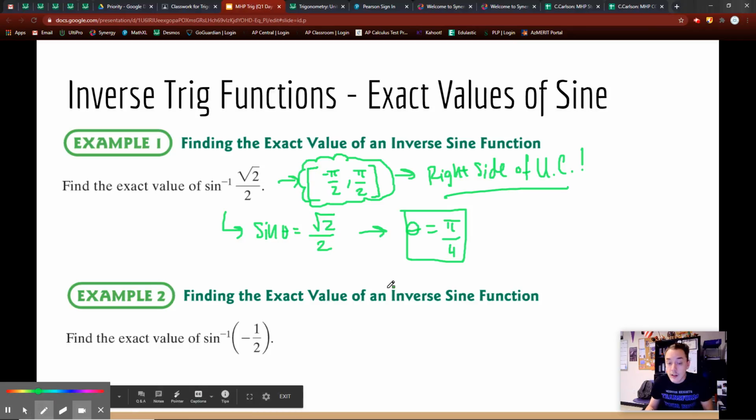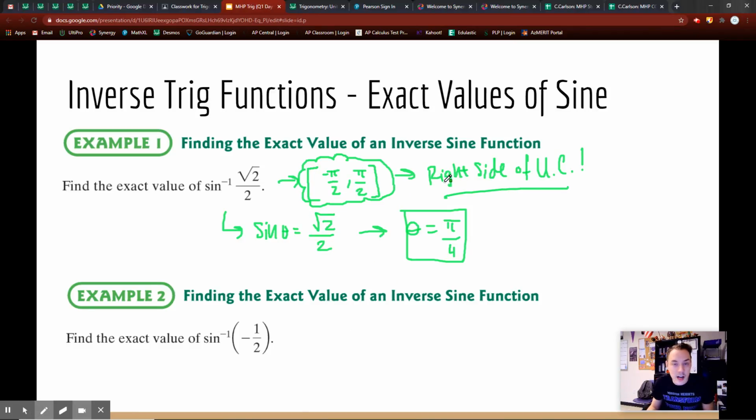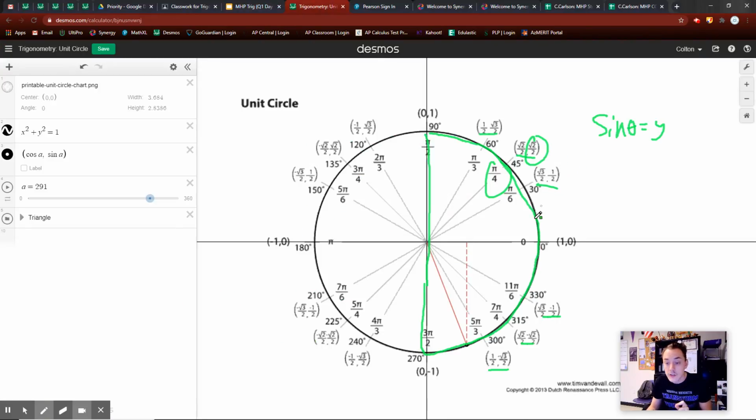Okay, now let's go to this one. What is this saying? Well, it's still the exact same right side of the unit circle. It's sine, right? And it's restricted. That means it's restricted to negative pi over 2 to pi over 2. So I'm not going to rewrite that. But what this is saying is really sine of theta equals negative 1/2. So what is theta? That's what we want. So what angle on the right side of the unit circle of sine gives me negative 1/2? Let's find out.